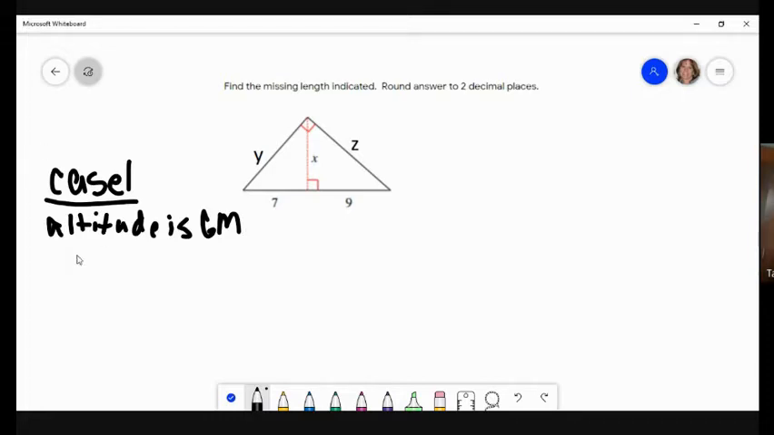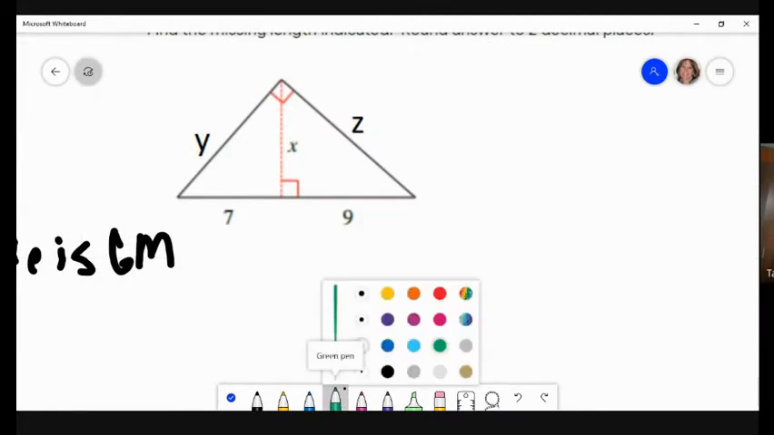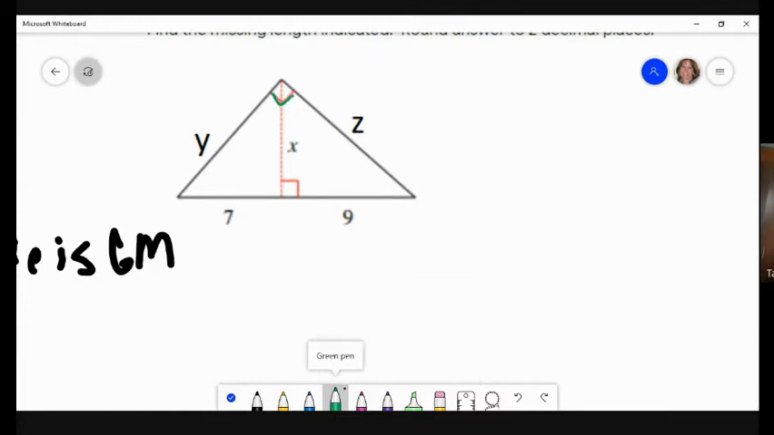All right, so one of the things I like to do when we're looking at the geometric mean is to go ahead and identify what I am looking at. So again, here's my right angle, and that tells me that this entire side here is our whole hypotenuse. Of course, they've given us the parts. And so what we need to do is 7 plus 9 is going to equal 16. So that's our whole hypotenuse, okay?